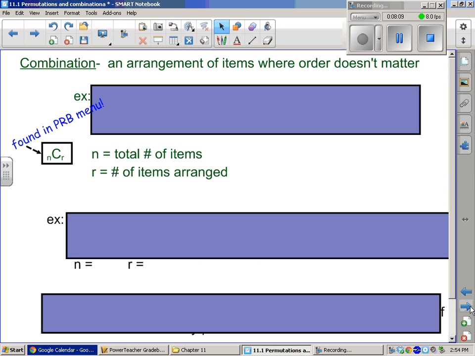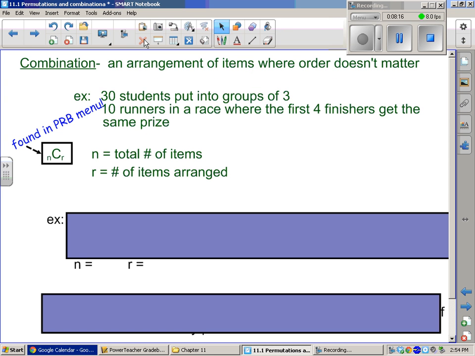So next, combinations. Combinations are similar, but this is when the order does not matter. So examples would be 30 students put into groups of 3. It doesn't matter if I pick Mrs. Hevlin and then Mrs. Henke and then Mrs. Kendrow as my teammates.